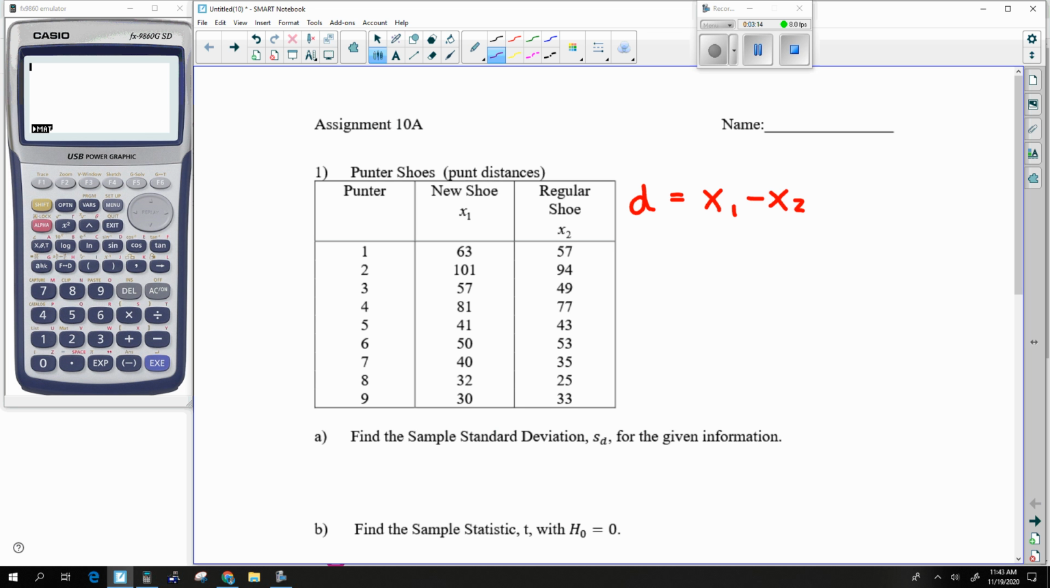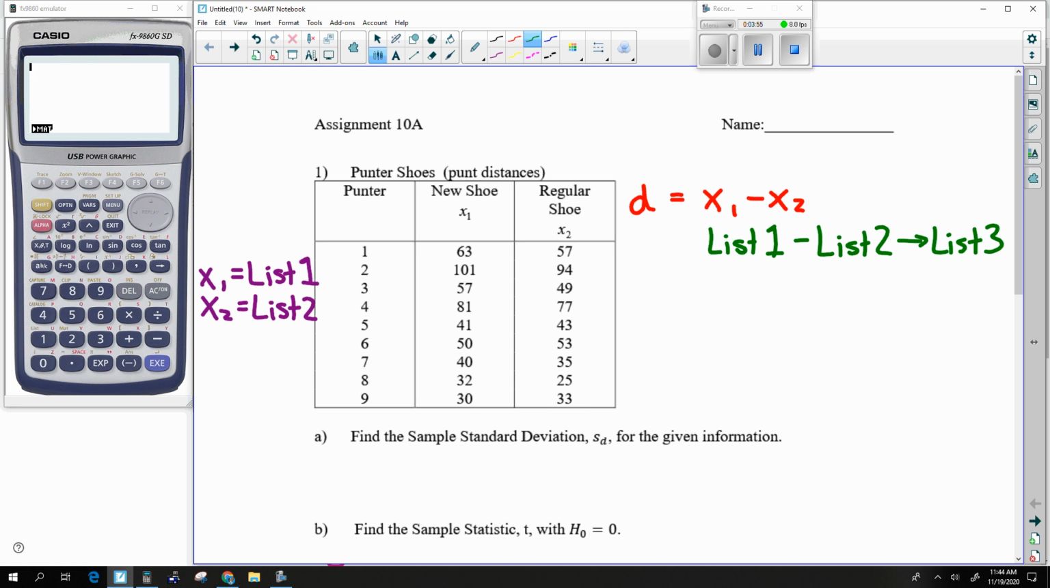All right, so how to begin this problem is what I really encourage you to do is take x1 and make that list 1, and x2 and make that list 2. So if I'm going to be making this difference in calculator speak, that is going to be list 1 minus list 2. And that will come up with the difference. It's going to be a list. And so what we're going to do is store that as list 3.